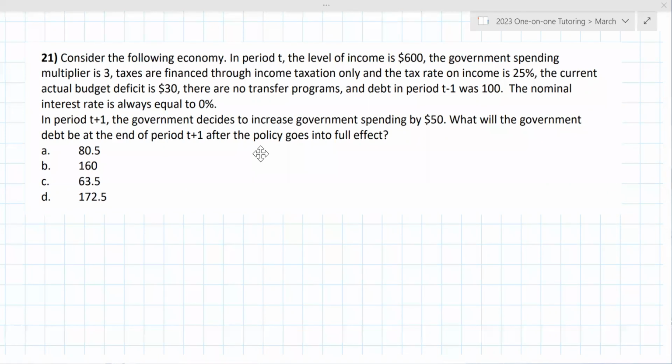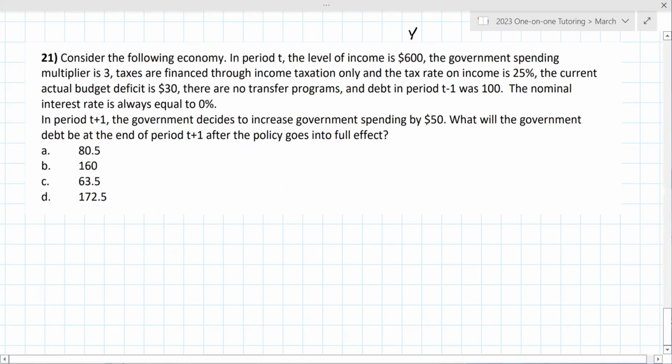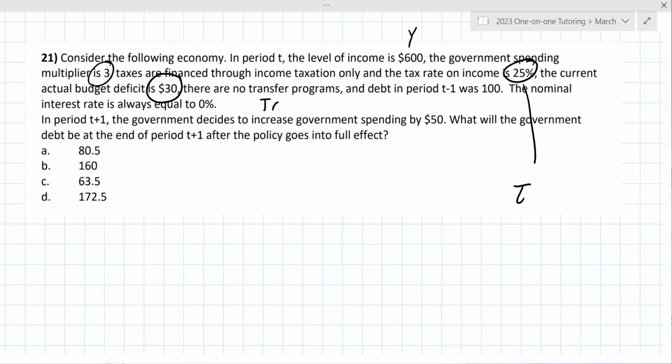All right, consider the following economy in period T. The level of income is 600, so that's why the government spending multiplier is 3. That'll probably come into play somewhere. The only tax on income is 25%, so that's tau. The current budget deficit is 30. There are no transfer programs, and the debt in period T minus 1 was 100. So we had some glorious equation for this that the solution doesn't show, but we did have that in one of the other things that we did. See if I can go find it real quick.